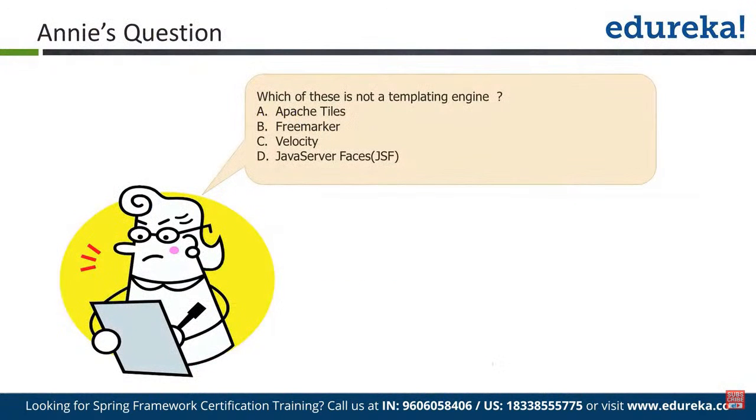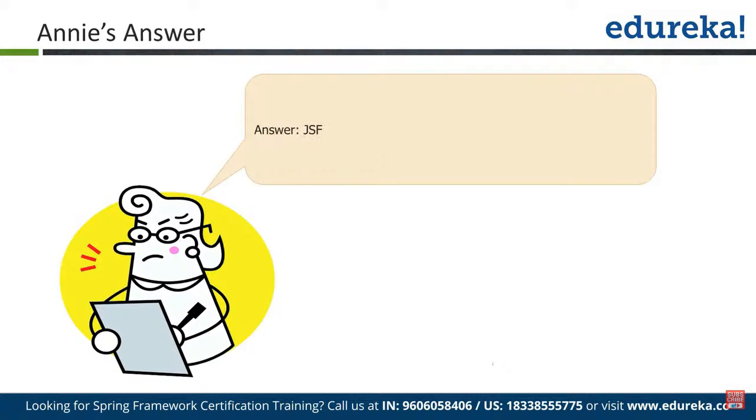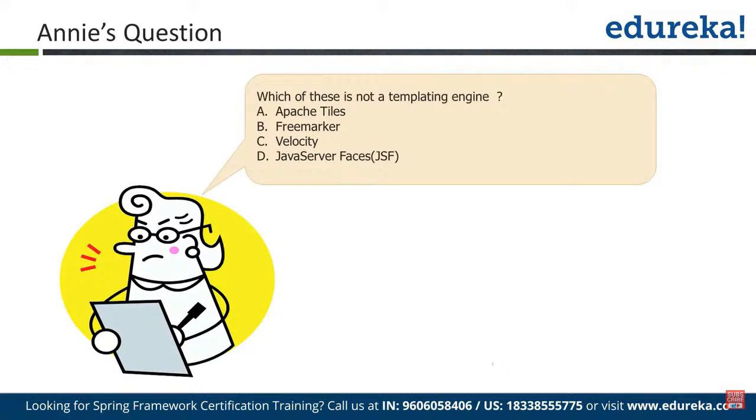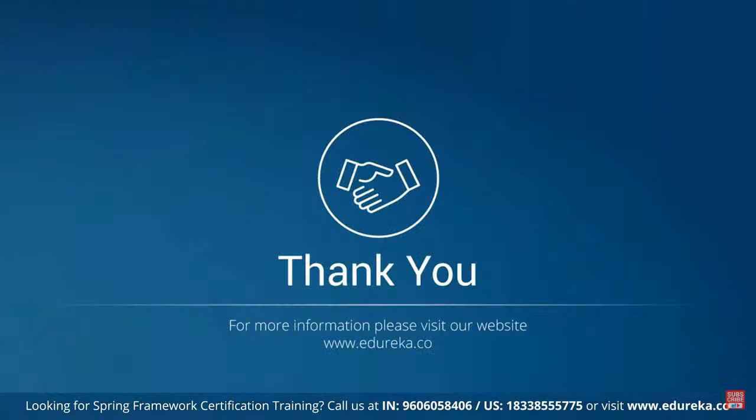Which of these is not a templating engine? We know that Apache Tiles is a templating engine, right? So it's JSF, Apache Tiles, FreeMarker, Apache Velocity. These all are templating engines, templating frameworks, which are used to give you a handle and replace the complex part from you. JSF is a full-blown framework like Spring. Thank you.